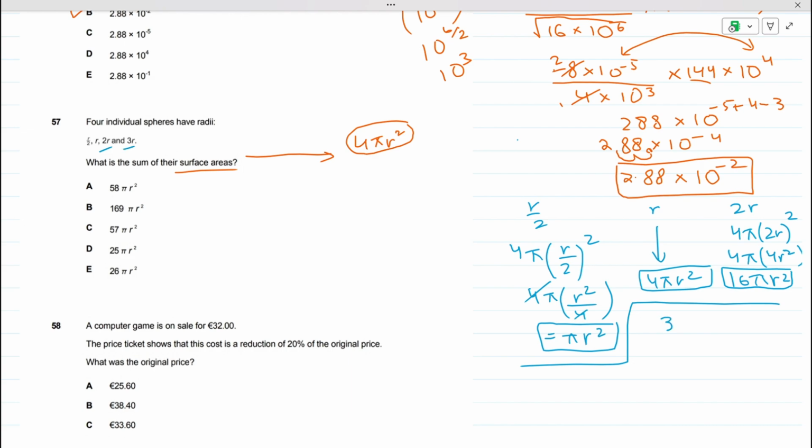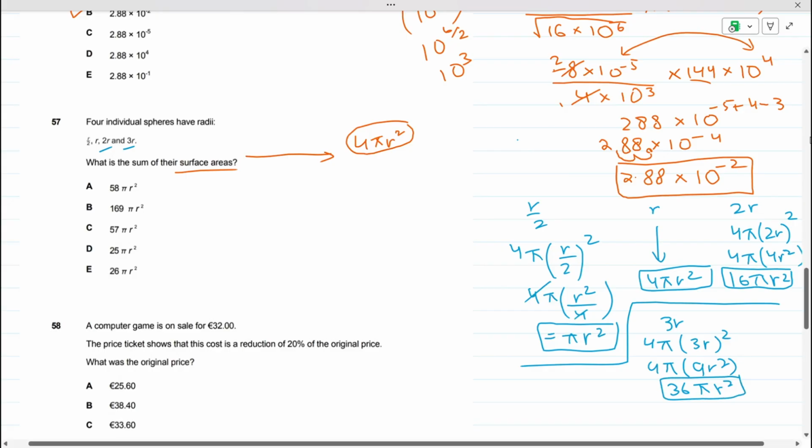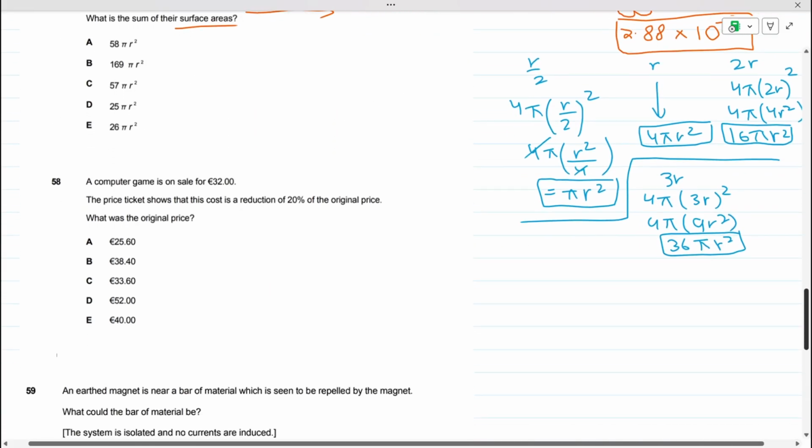Now the fourth sphere has the radius of 3r, right? So 4 pi, instead of r, 3r whole square. 4 pi, 3 3s are 9r square. So 4 9s are, or 9 4s are the same thing, right? 36 pi r square. So now we have gotten all our surface areas.